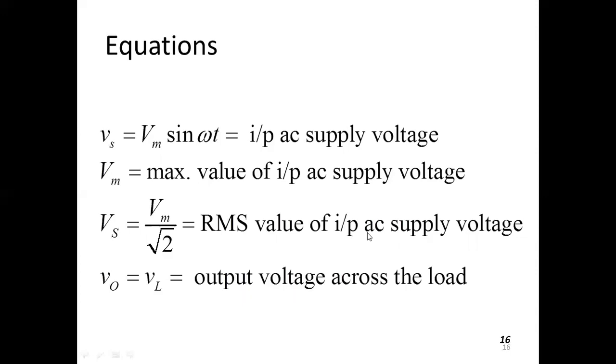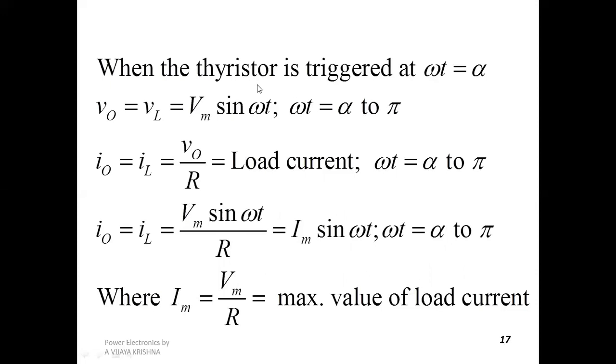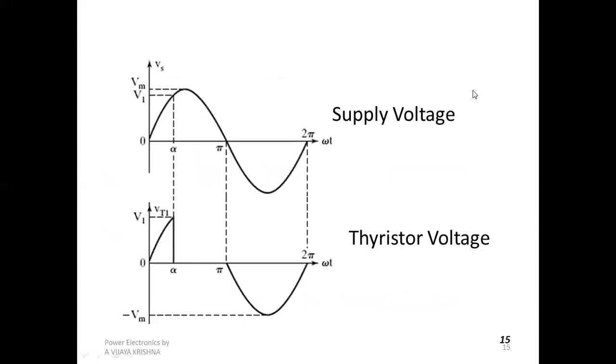The voltage across the resistance, V naught, is nothing but the load voltage, that is, the average output voltage. When the thyristor is triggered, fired, or switched on, these all have the same meaning: the gate is triggered, the gate is fired, a pulse is given. When the thyristor is triggered at omega t equal to alpha, that is shown here.